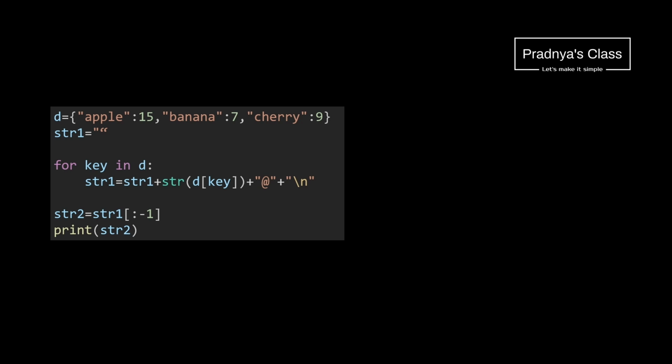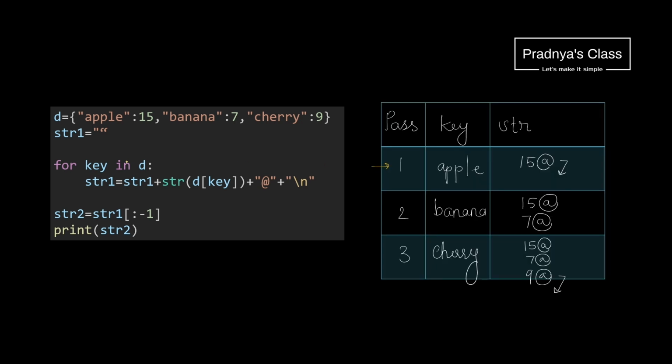Now let's work out with the dry run table. Alright, in the first pass the key will be apple and its corresponding value is nothing but 15. So 15 will get concatenated with the @ symbol and using new line character we will come in the next line. So here is the output of the first pass. In the second pass, the key will be banana. The corresponding value of the key is 7. Already the string is 15 @ symbol and we have moved to the new line. Now we will get 7 @. Again using \n we will move to the next line.